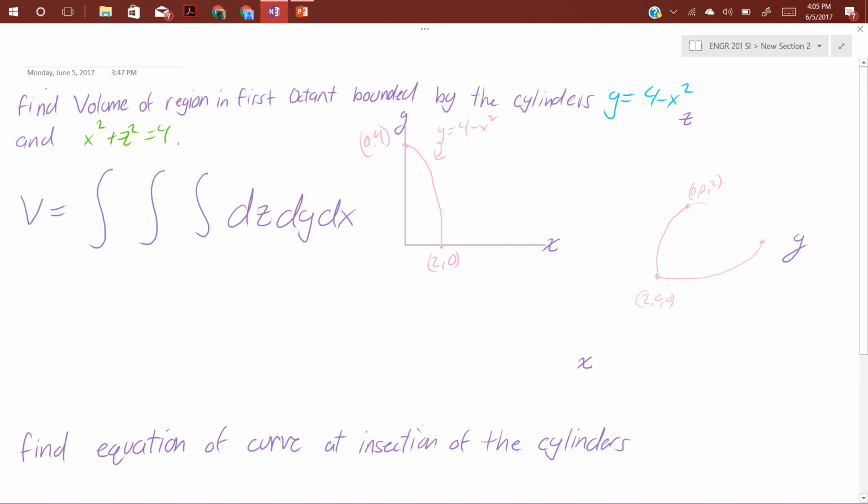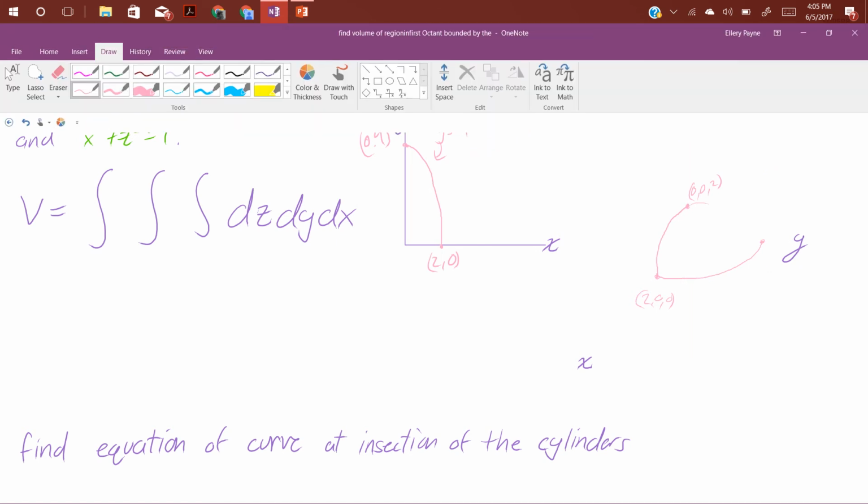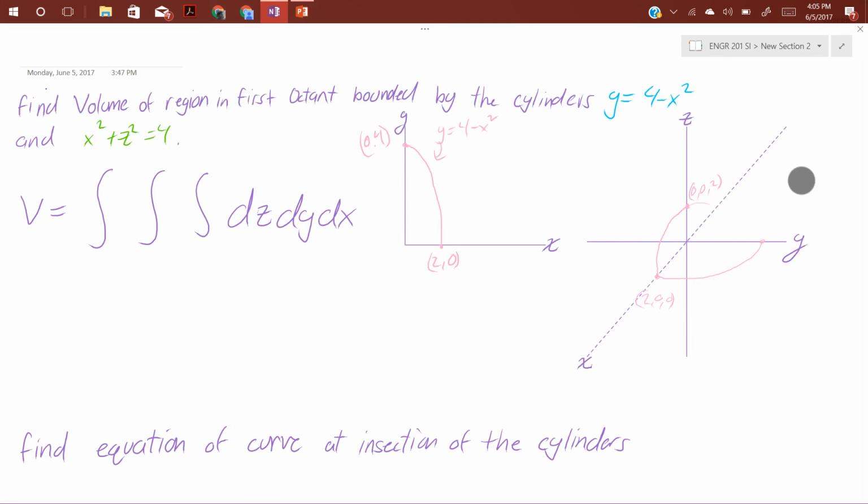Oh, hold up, my bad. I forgot that part's erasable as well. There we go. Alright, I'm just not going to worry about the little line.